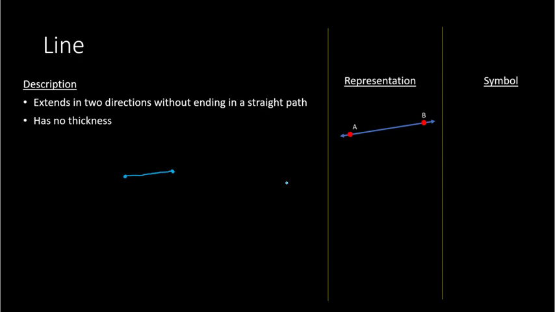Now to name this line with symbols, we could call this line AB or line BA. So we use the two letters that are found, or the 2 points that are found on the line. And then in math notation, we can draw a line symbol above the letters AB or BA. So if we draw a line symbol above it, that indicates that we have a line.